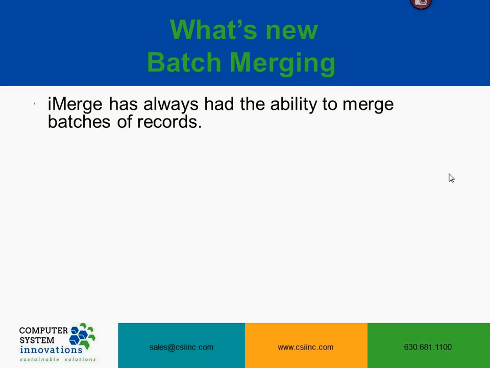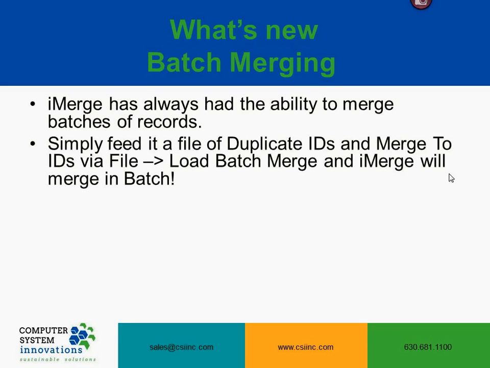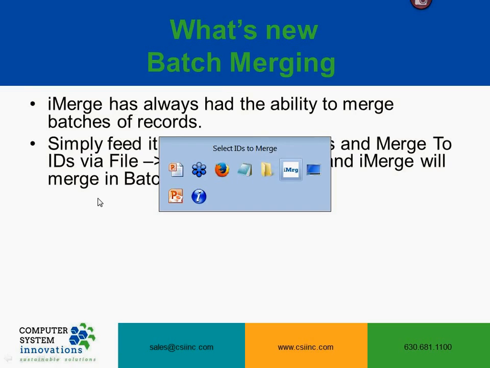How about batch merging? You heard me mention it before. It's always had the ability to merge batches of records. Kind of a cool thing. A lot of people didn't know it. You just load a file of duplicate IDs and merge to IDs via file, load batch merge, and iMerge will take care of it.